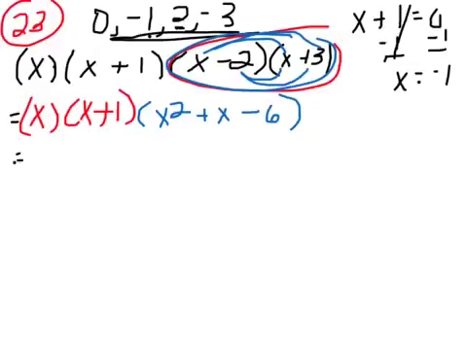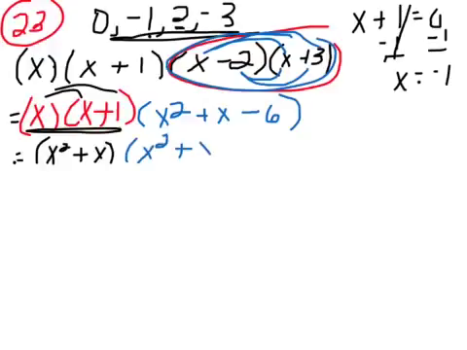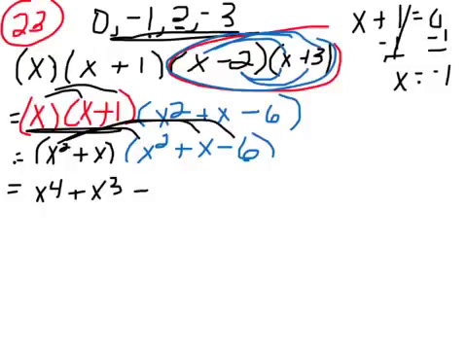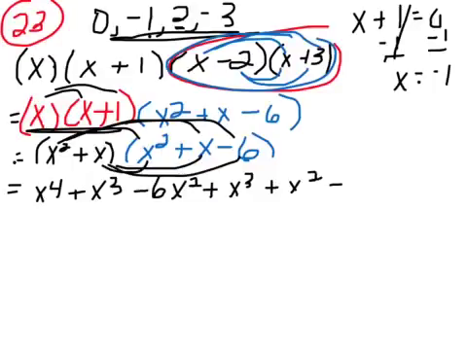Now what I'm going to do next is multiply the x times x plus 1 together. X times x plus 1 would be x squared plus x, okay? And now I need to multiply that by what I got above. So I just multiplied 2 at a time first, and now I've got to multiply this out. Okay, so we're distributing. X squared times x squared is x to the 4th. X squared times x is x cubed. X squared times negative 6 is negative 6x squared. Now x times x squared is x cubed. X times x is x squared, and x times negative 6 is negative 6x.